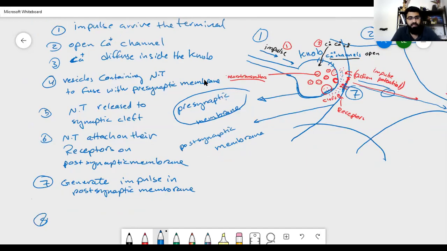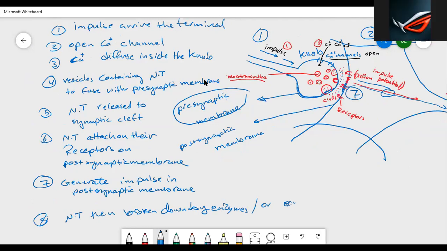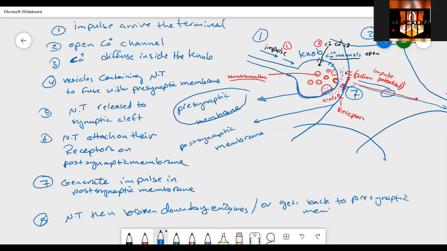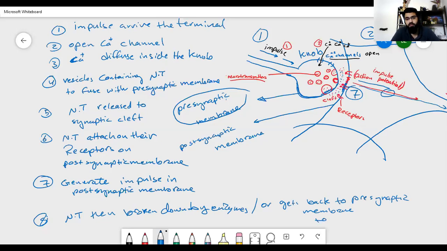Number 8, we say the neurotransmitters are then broken down by enzymes, or return back to the presynaptic membrane to be used again.